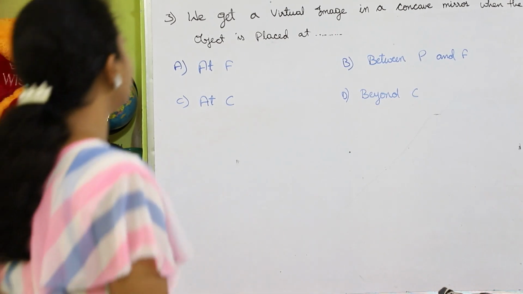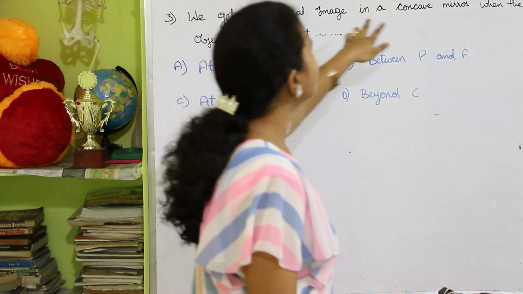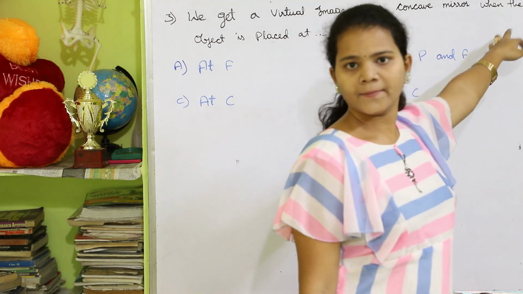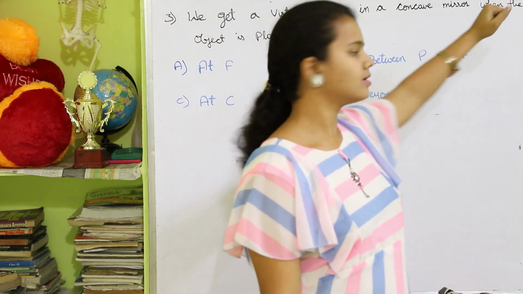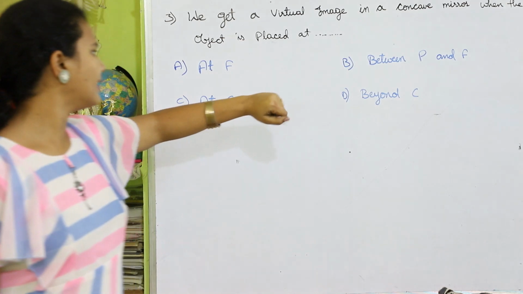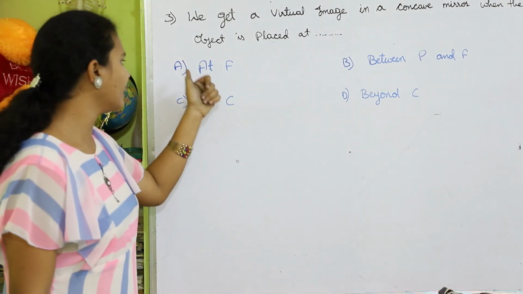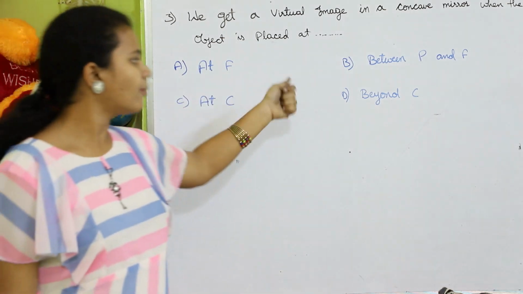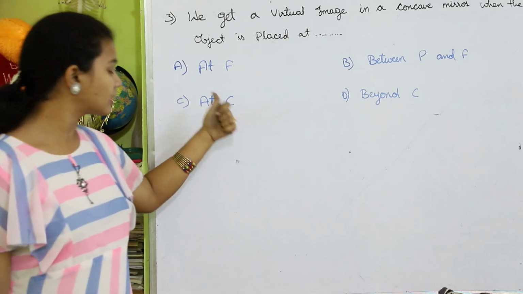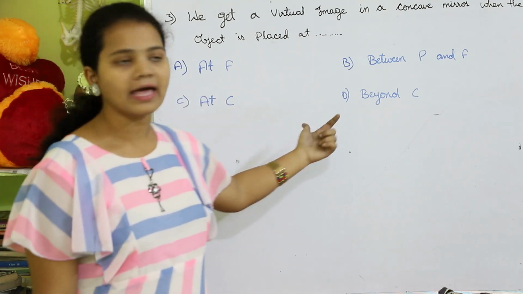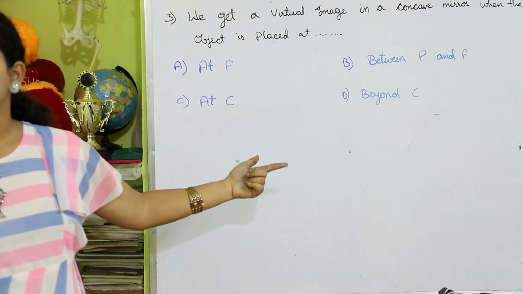Here we have the third one. We get a virtual image in a concave mirror when the object is placed at: option A, at focus; option B, between pole and focus; option C, at center of curvature; option D, beyond C. Is it clear?